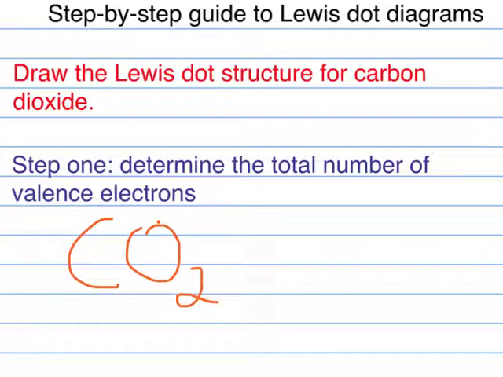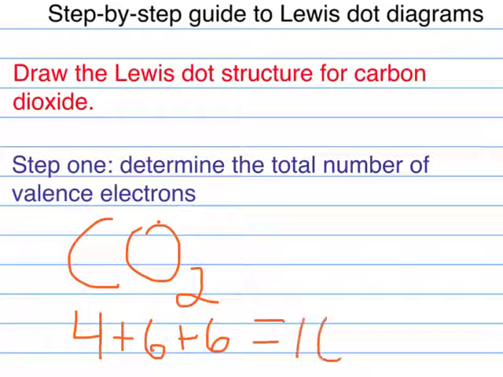Okay, so if you use your periodic table, you'll see that carbon has 4 valence electrons, and oxygen has 6. Since there's 2 oxygens, I'm going to add 6 twice. If I add those up, I'm going to get a total of 16 valence electrons. Now, that number of valence electrons is the total we're going to have in the end. If we have more or less than 16 electrons, then we did not draw the structure correctly.